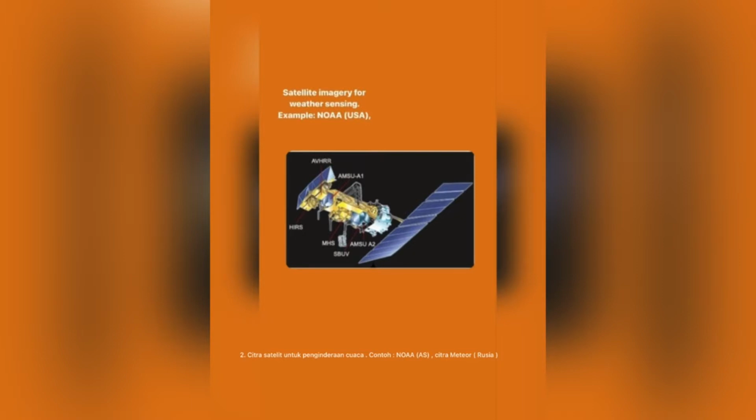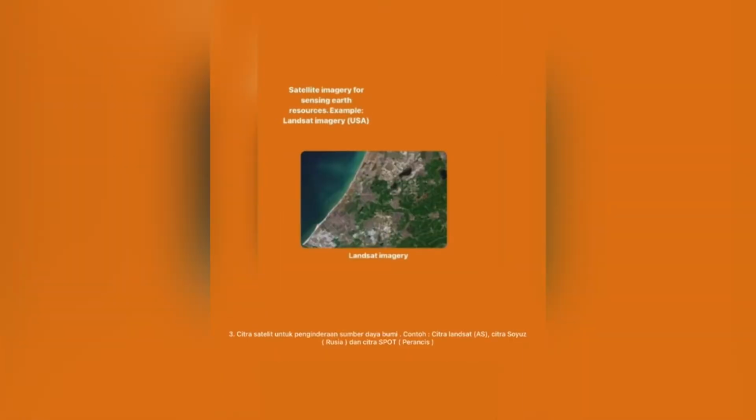Third, satellite imagery for sensing Earth resources. Example, Landsat imagery from USA, Soyuz image from Russia and Spot image from France. For the last, satellite imagery for ocean sensing. Example, SEASAT image from USA.